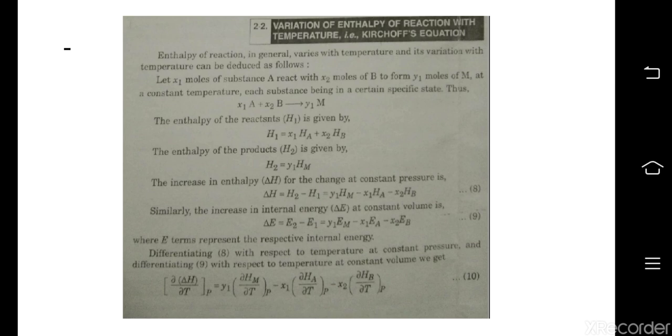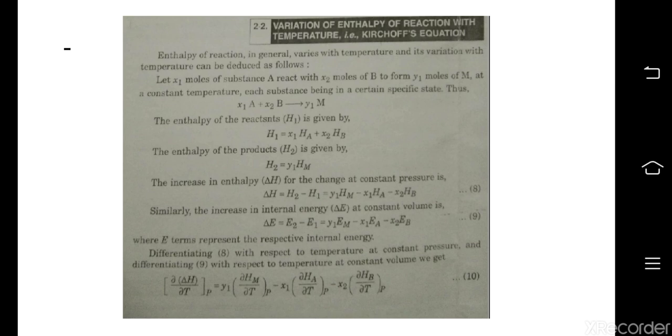Similarly, we write increase in internal energy delta E, which is a difference of E2 minus E1, which is written on similar lines like equation 8: y1 Em minus x1 Ea minus x2 Eb. That will serve as equation 9. Then we go on to partially differentiate equation 8 and 9 with respect to temperature at constant pressure and volume. For enthalpy, it will be constant pressure. For internal energy, it will be constant volume.